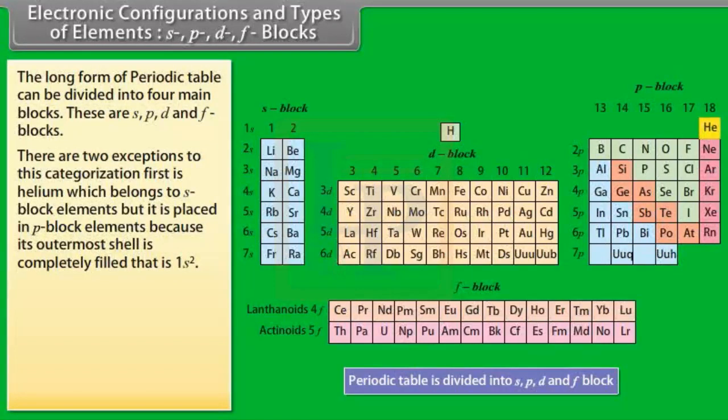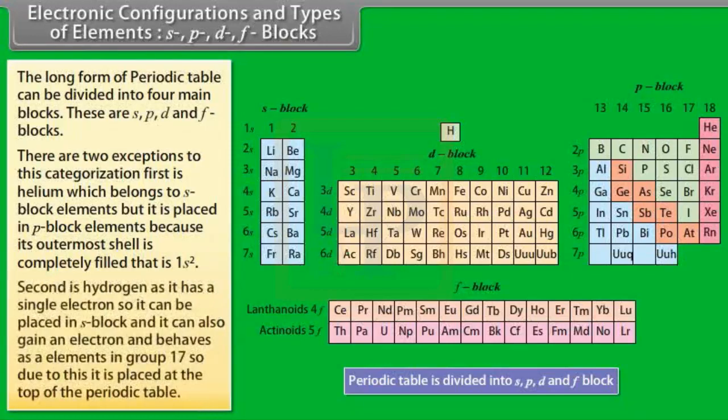First is helium, which belongs to s block elements, but it is placed in p block elements because its outermost shell is completely filled, that is 1s². Second is hydrogen, as it has a single electron, so it can be placed in s block, and it can also gain an electron and behave as elements in group 17. So, due to this, it is placed at the top of the periodic table.